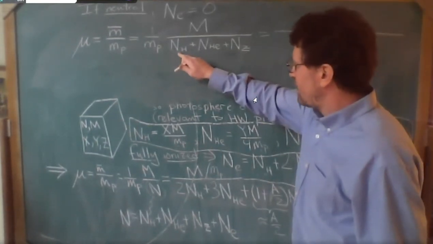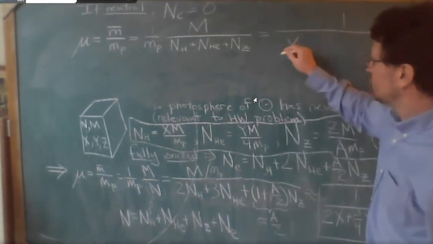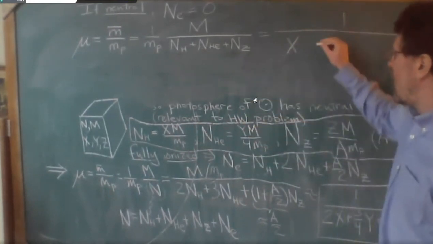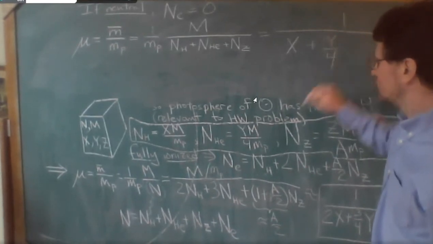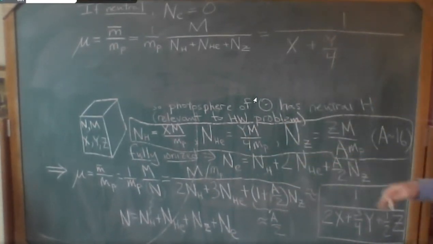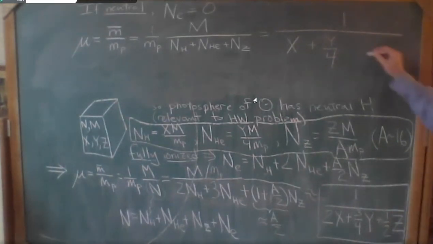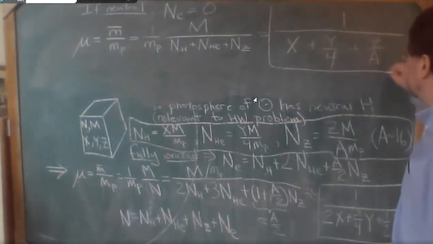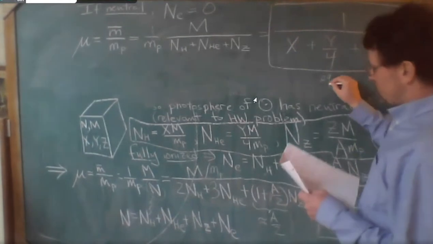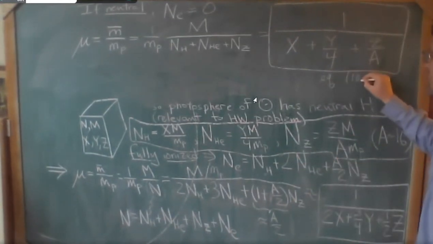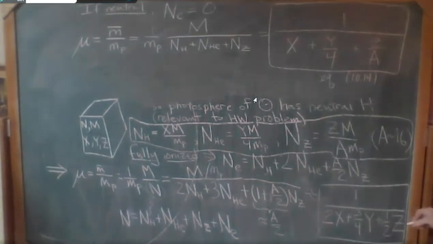Here for N_H, I'll get an X. Here for N_He, I'll get a Y over 4. And here for N_Z, I'll get a Z over A. And that's it. That's the result. This is equation 10.14 in your textbook. And as I said last time, this equation down here is equation 10.16 in your textbook. I've written it in a slightly different format, but it has the same information content.